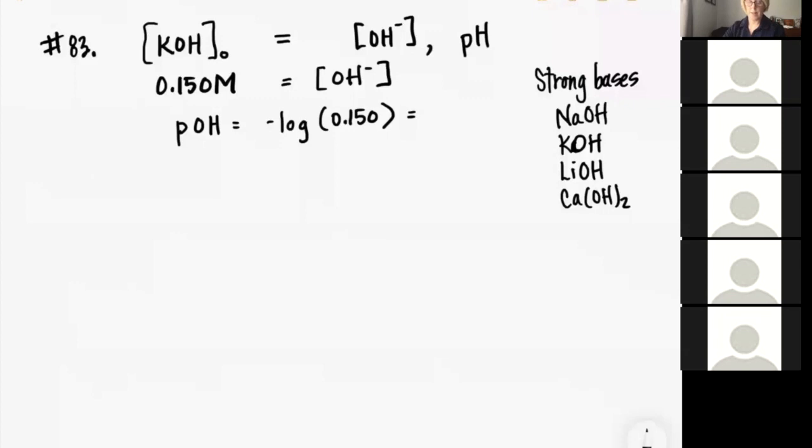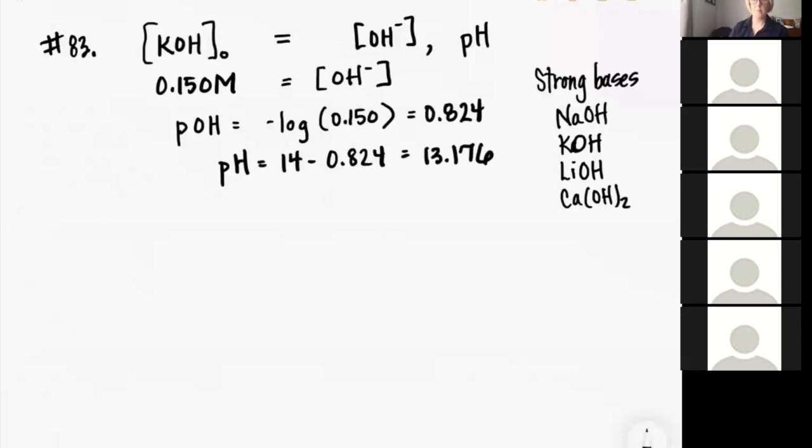0.824. Right, 0.824. Okay, and if we're trying to find pH, we're going to go 14 minus 0.824. And that is equal to 13.176. Okay, so there's another strong base kind of problem for you.